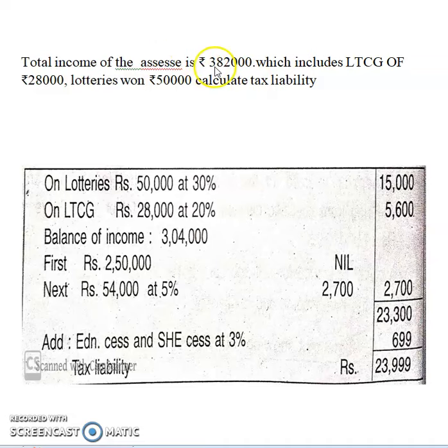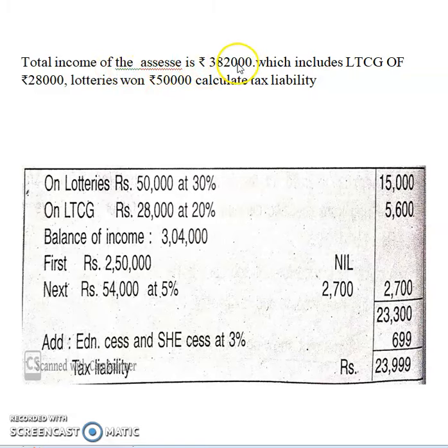Here the total income is 3,82,000, which includes LTCG and lotteries. One thing you have to remember always: for LTCGs, STCGs and casual incomes, there are special tax rates. For LTCG it is 20%, for STCG it is 15%, and for casual income like lotteries and card games, it is 30%. Now we'll see the solution.